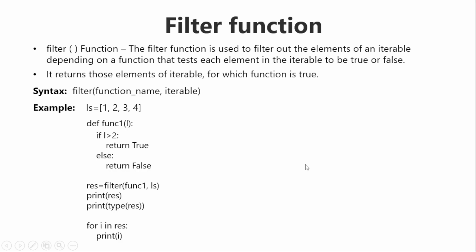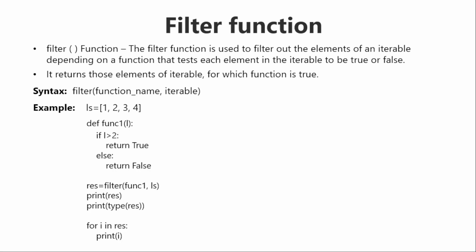Hello. Today we can move to the second higher order function, which is known as the filter function. The filter function is used to filter out the elements of an iterable depending on a function that tests each element in the iterable to be true or false. It performs a function operation on each element of an iterable, tests whether it is true or false, and finally returns an iterable of the elements which are true. So that's what the filter function definition describes.